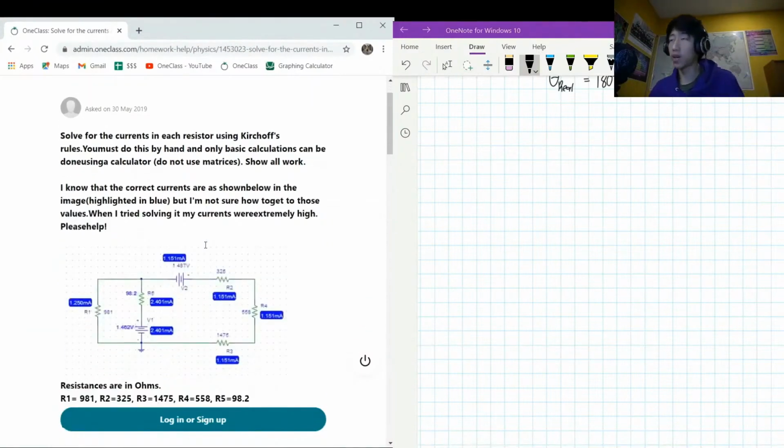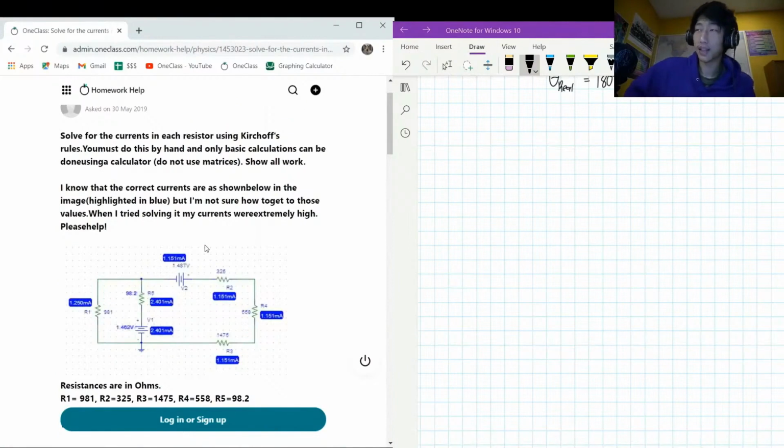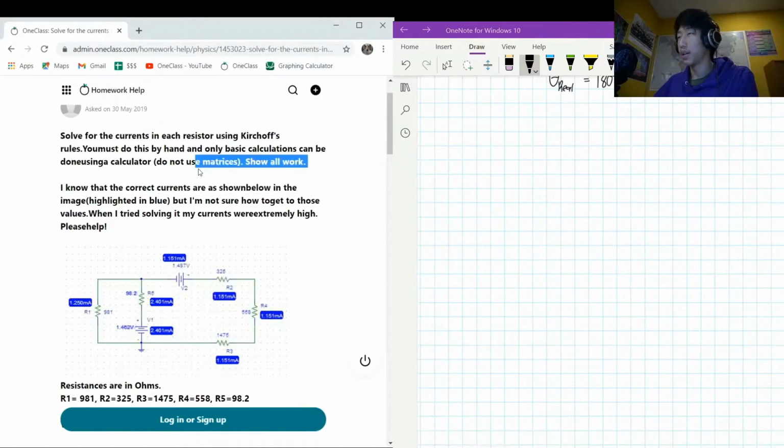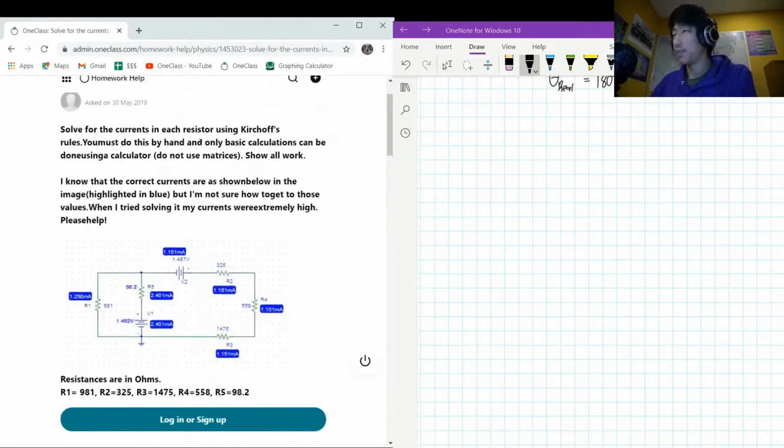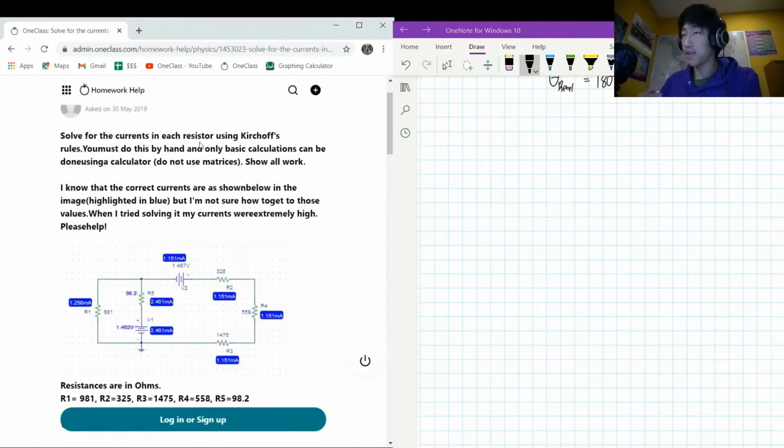Okay, so the next question that we have on the menu today is asking us to solve for every current in this circuit. We want to do this using Kirchhoff's laws. You know, Kirchhoff's current law and Kirchhoff's voltage law, they're both equally valid here. So let's draw the circuit out so that we can be a little bit more clear.